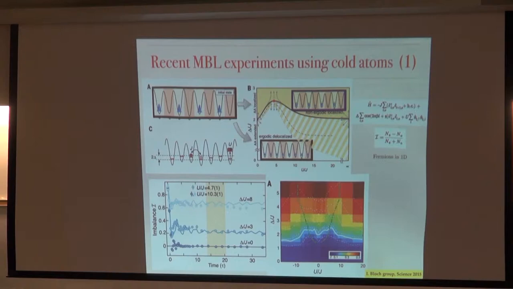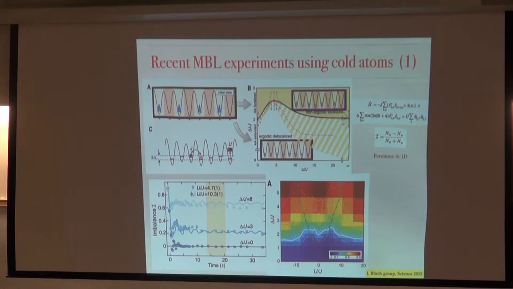They tried to see the signatures of many-body localization by observing this quantity. Initially they load a charge density wave state onto even sites only, let the system evolve freely, and observe how much of the initial memory is left in the final state. So this n_e is the particle number on even sites, and this is the particle number on odd sites.